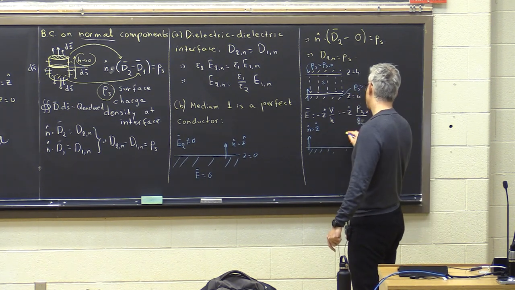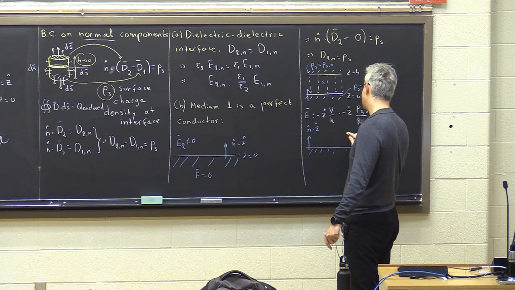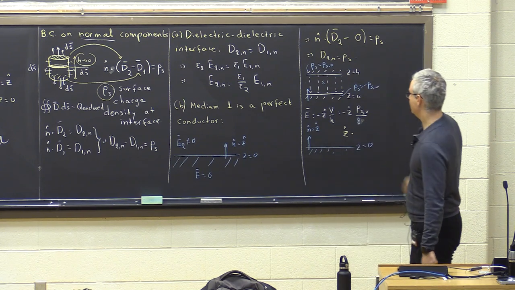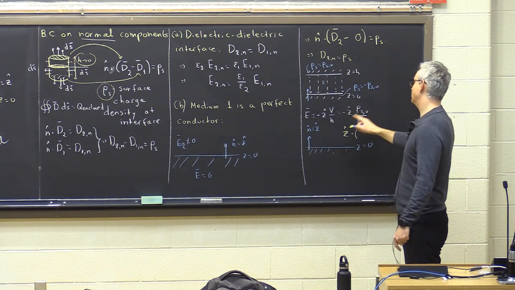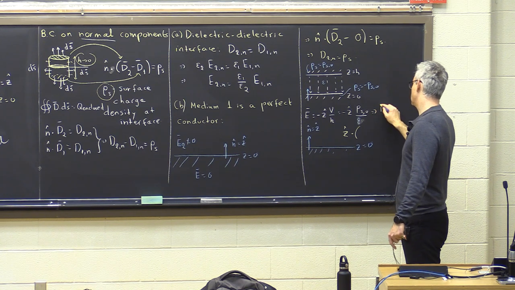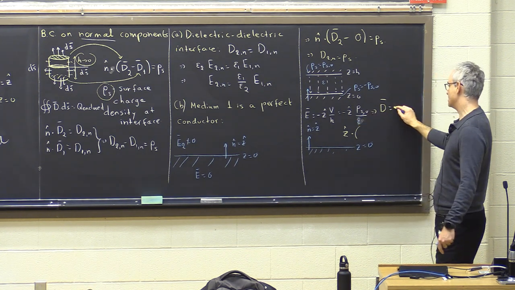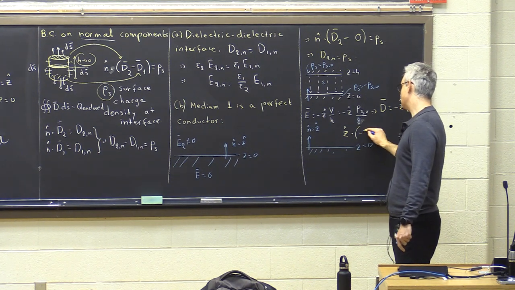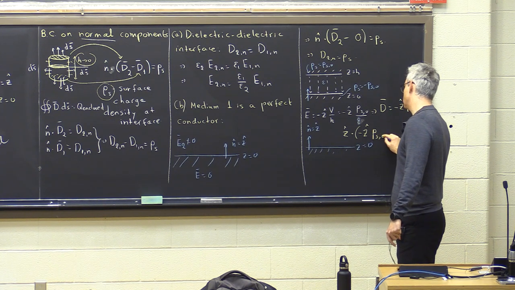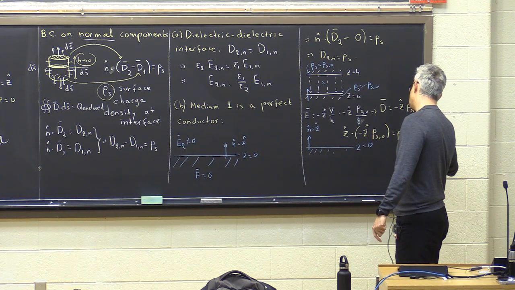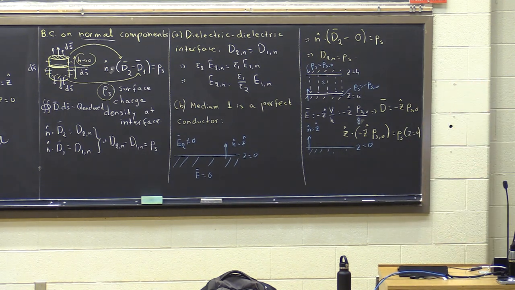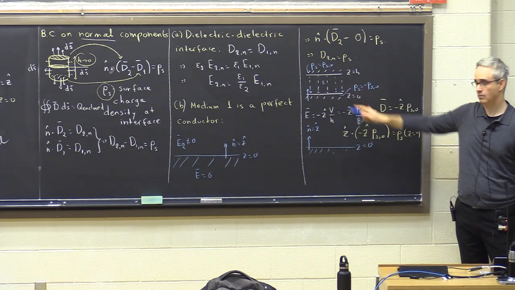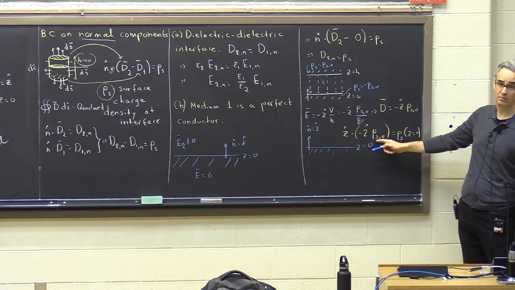If we apply the boundary condition at z equals 0, n hat dot D2, so D is epsilon times this, it's minus z hat rho s comma 0, right? So minus z hat rho s comma 0 is equal to rho s at z equals 0. So you see this is an identity. So indeed we know that the surface charge density on this conductor is equal to minus rho s naught.